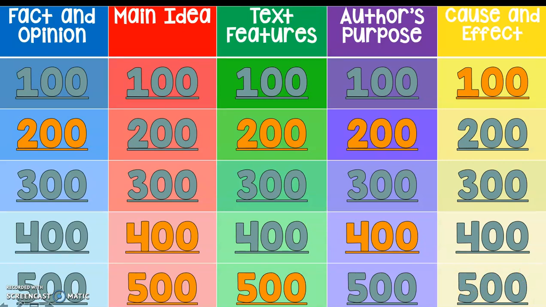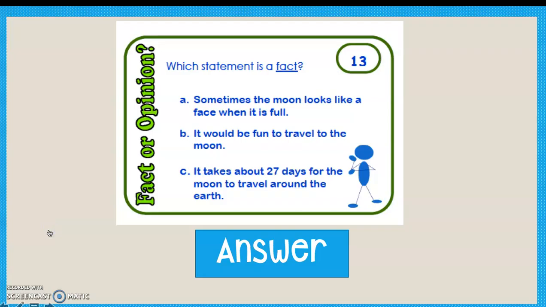So where we left off is I had clicked on fact and opinion for 400. So which statement is a fact? A, sometimes the moon looks like a face when it is full. B, it would be fun to travel to the moon. C, it takes about 27 days for the moon to travel around the earth. So A, B, or C, which one is a fact? Remember to pause this if you need time to write your answer down.